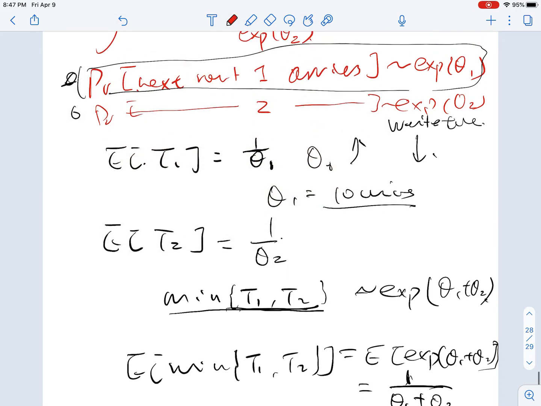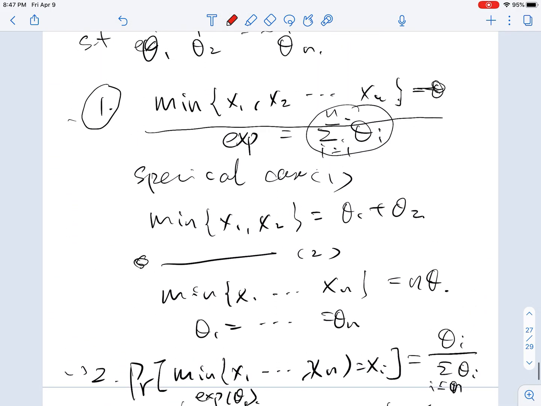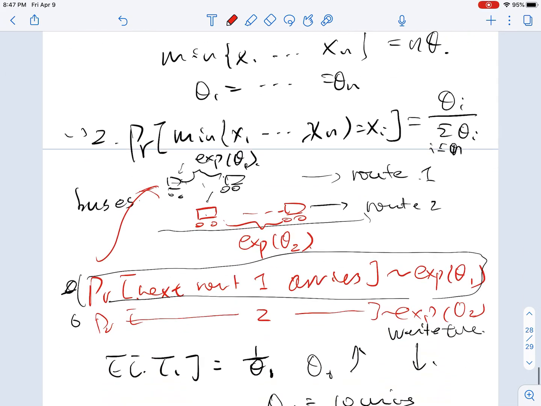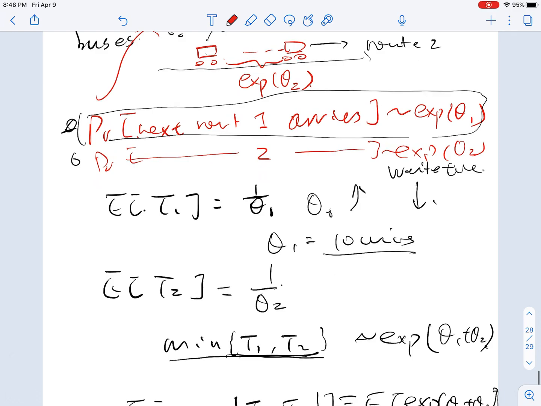Let me just clarify a few issues here. When I say the minimum equals this one, I missed something. The minimum itself really has two properties. The first property is that it's still an exponential random variable. If I take the minimum of a set of exponential random variables, it's still an exponential random variable. The second property is that its parameter is the sum of them. Sorry that I wasn't able to state that clearly just now. And here I also say that I want 1 over theta 1 to be 10 minutes.